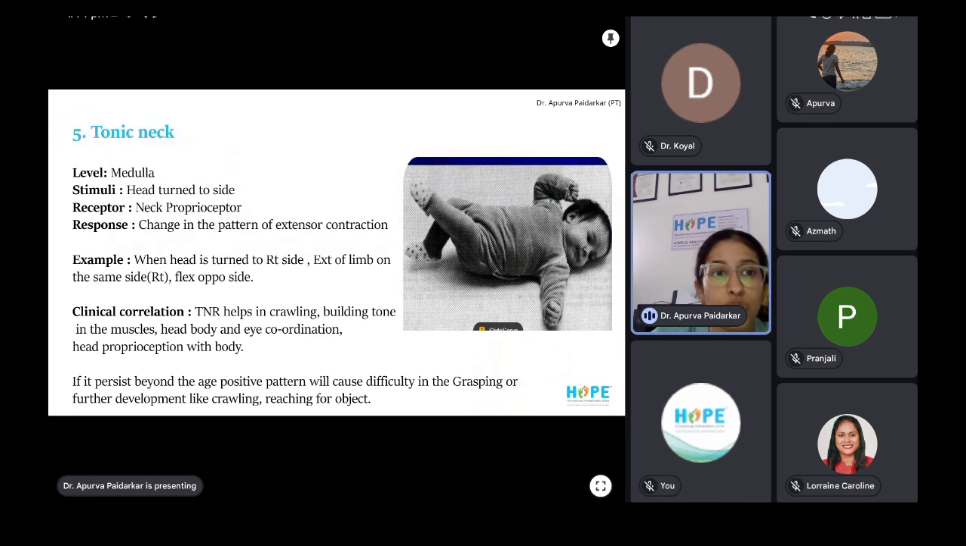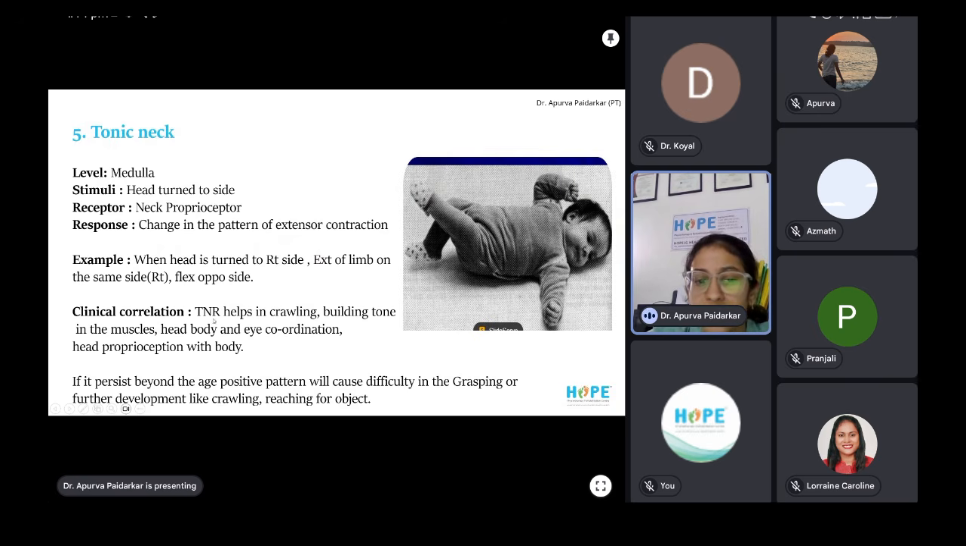Now fifth is the tonic neck reflex. Here the center of origin is the medulla. Stimulus is head turned to one side. Receptor is the neck proprioceptor. Response would be a change in the pattern of extensor contraction. So what is the example? When the baby's head is turned to one side, either left or right. If we consider it to the left, then there is extension of the limb on the same side and flexion on the opposite side. This is the positive reaction.